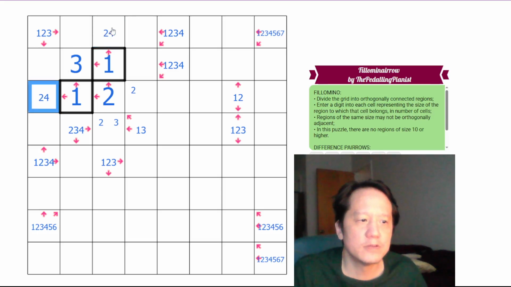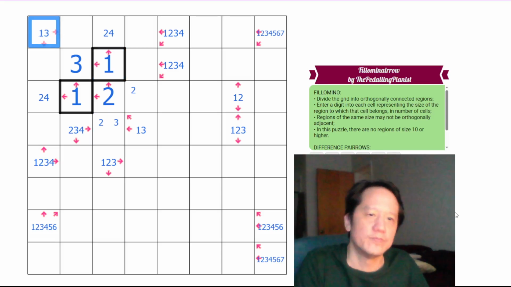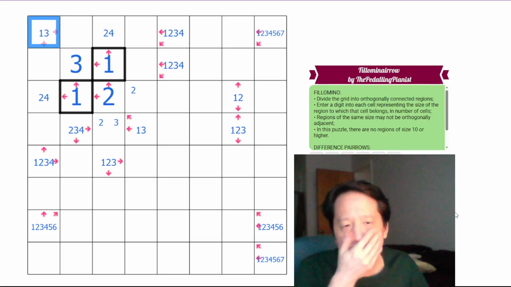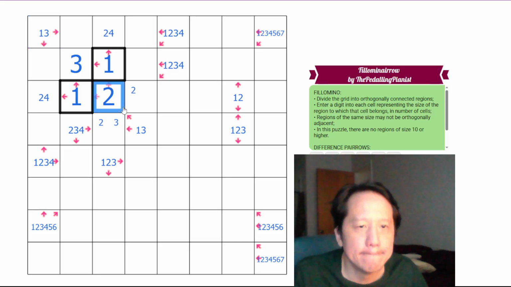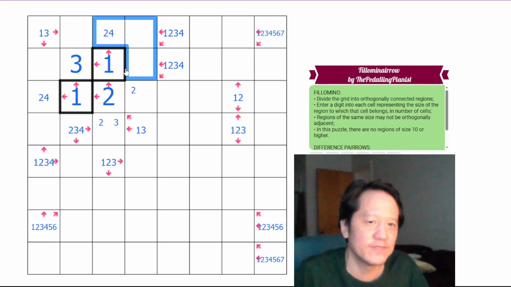But the problem is, if you have 2 as a region here, it must be 2, 2. This is 3, 3, but you don't have a third cell for this 3-cell region. So this cannot be 2. So one of these is going to have to be 4. Okay. That seems fine-ish.